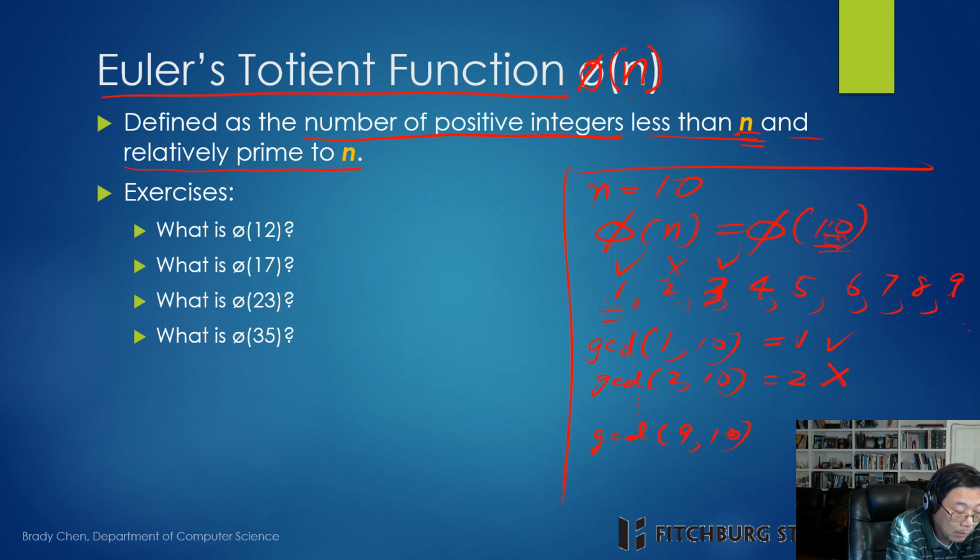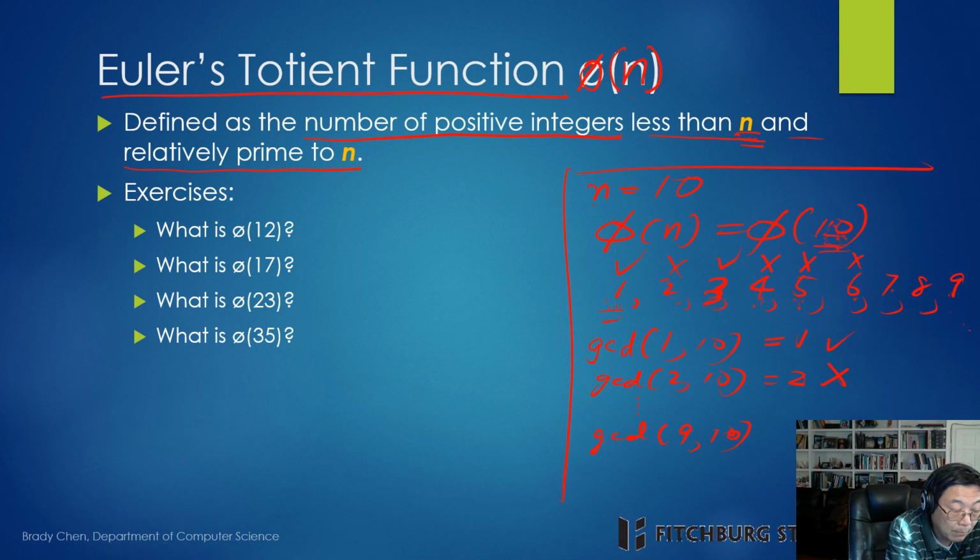4 and 10, so they have a common divisor, which is 2. So they're not relatively prime. 5 and 10, of course, they're not relatively prime because they have a common factor 5, right? 6 and 10, no, because you can find a common factor 2.